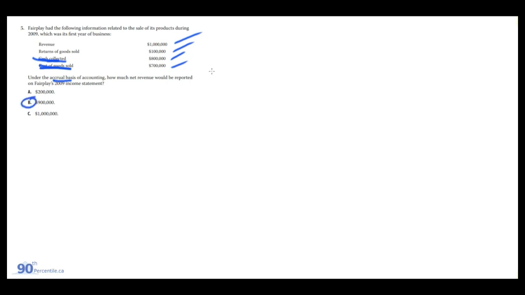A quick note, if the income statement was on a cash basis, they would report the 800,000, of course, but we're doing accrual basis. So we report, like I said, the net of revenue and returns of goods sold, and the difference between this 900,000 and the actual cash collected would be accounts receivable.